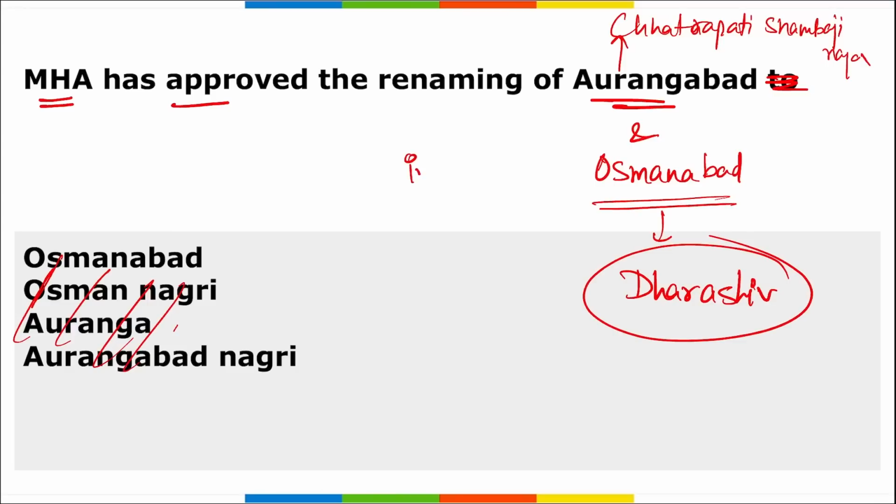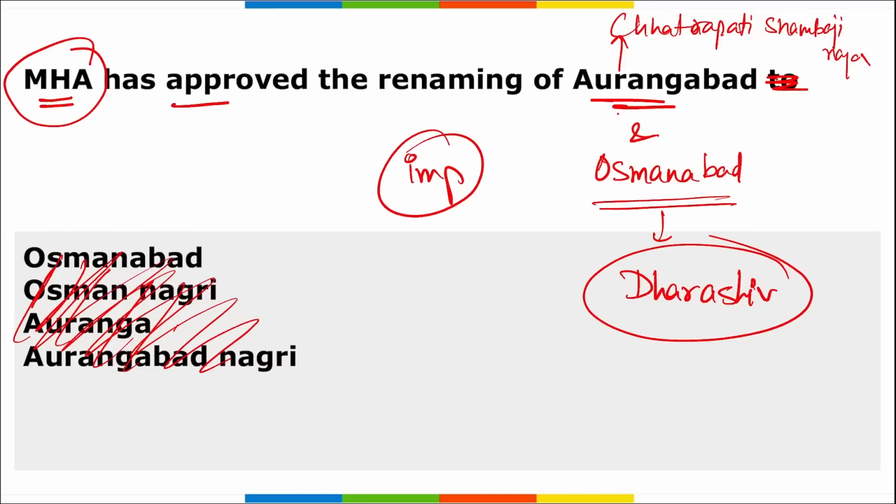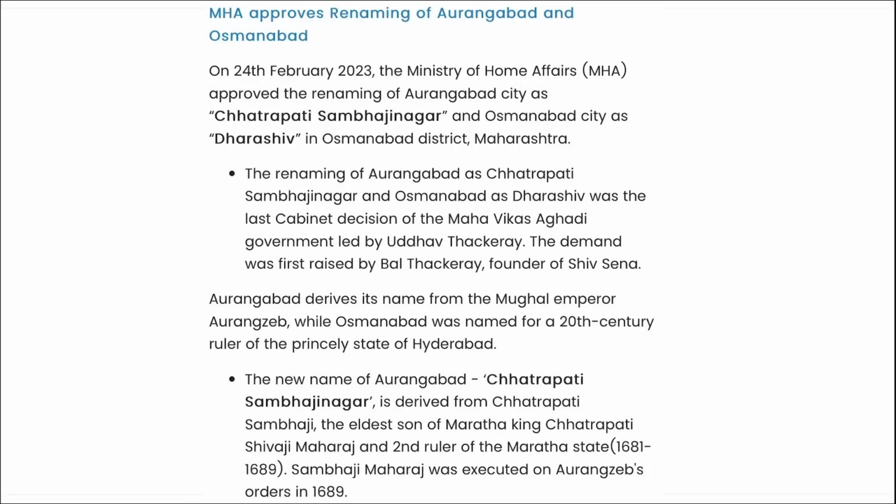Alright, very important appointment, friends, changing of the name. So do remember, it was done by the Ministry of Home Affairs. And remember, Aurangabad was renamed to Chhatrapati Shambhaji Nagar and Osmanabad was renamed to Dharashiv. Here you can see that it was your Ministry of Home Affairs that has approved the renaming of Aurangabad city as Chhatrapati Shambhaji Nagar and Osmanabad city as Dharashiv. These are in Maharashtra, remember also.